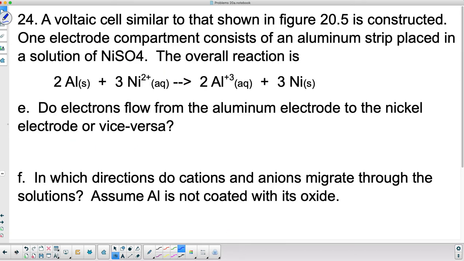So here's the next part. Do electrons flow from the aluminum electrode to the nickel electrode or vice versa? Well, here's the way it works.